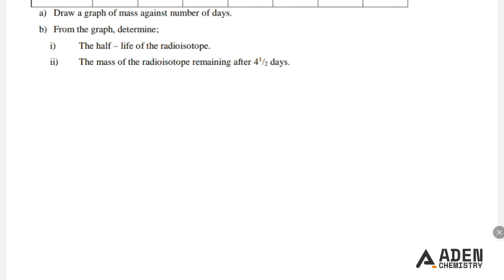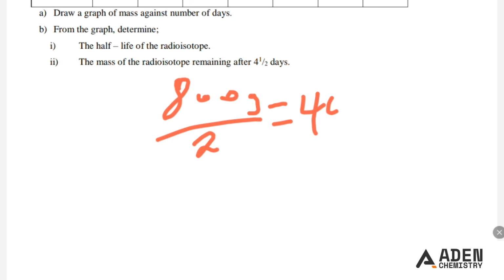Then part B, Roman 1: determine the half-life of the radioisotope from the graph. How are we going to get the half-life using the graph? First, we get our original mass. When the time was 0, the mass was 800 grams. So what is half of 800 grams? We get 400 grams.